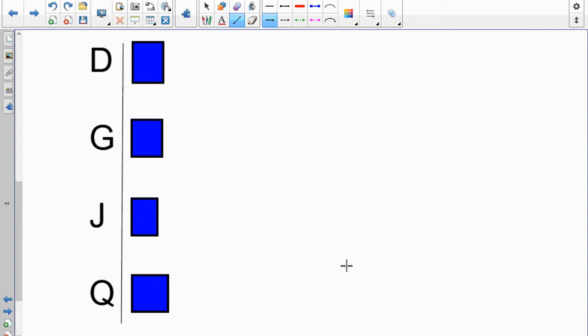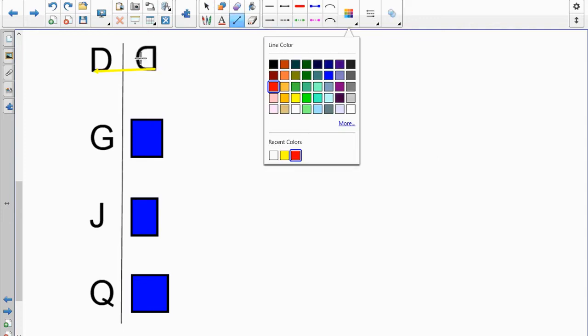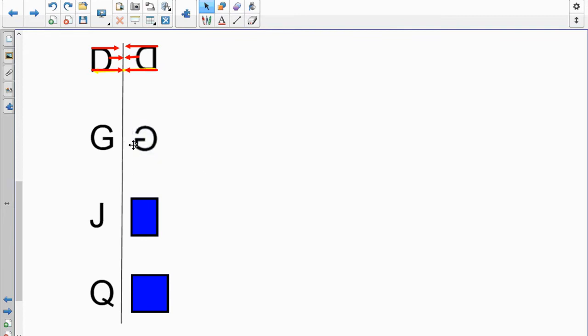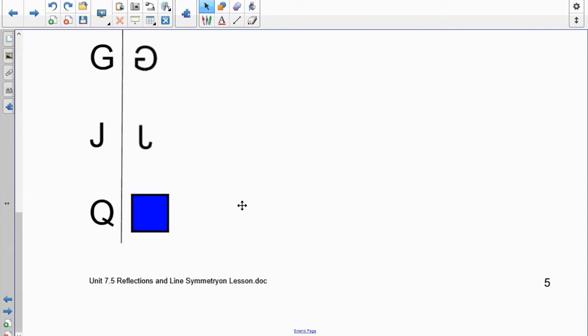Okay, so let's take a look at D first. This bow right here is the same distance as to there. And this one here, I probably should have put it this way. Each one of these is the same distance from the mirror line as the one opposing it. Now for G, again, flip it over. You'll notice the distance from this point right here to the line is the same as that distance to the line. The point from here to the line is the same as this one to the line. And they all meet at 90-degree angles. There's our J. And there's our Q.